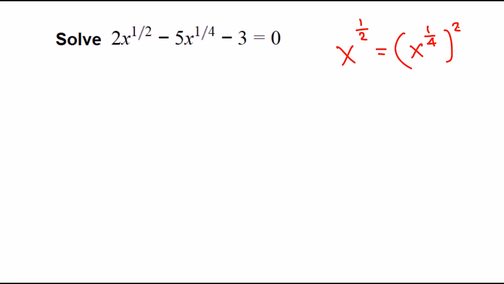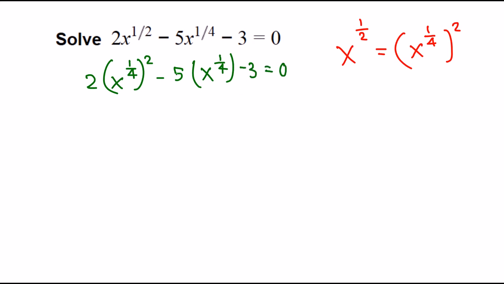square means we need to multiply outside and inside exponents. 2 times 1/4, basically 2/4. 2/4 is the same as 1/2. Yes, x raised to 1/2 is in fact the square of x raised to 1/4, because 1/4 squared is 2/4, which is 1/2. So we can rewrite this equation as follows: 2 times (x raised to 1/4) squared minus 5 times x raised to 1/4 minus 3 equals 0.